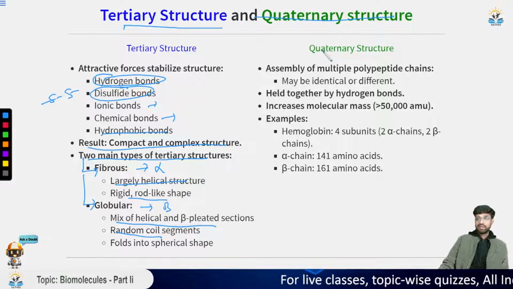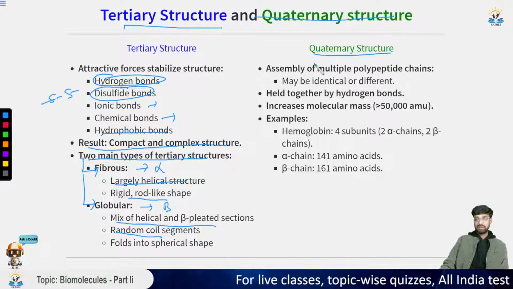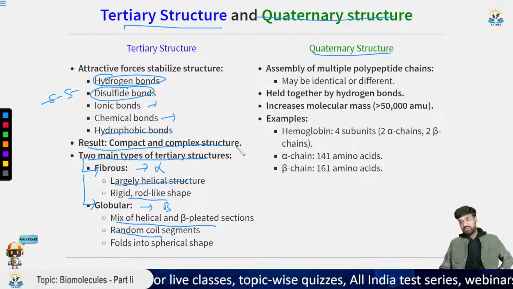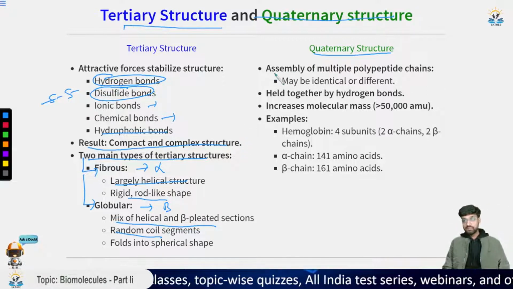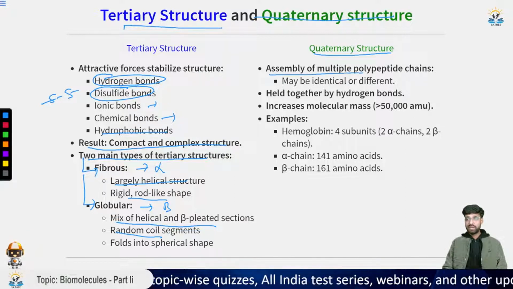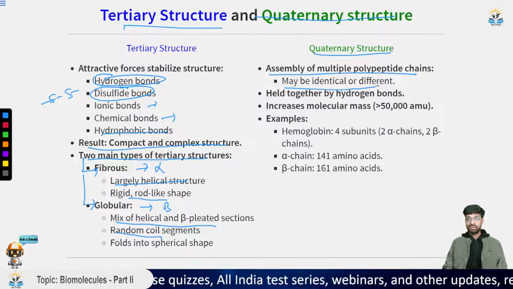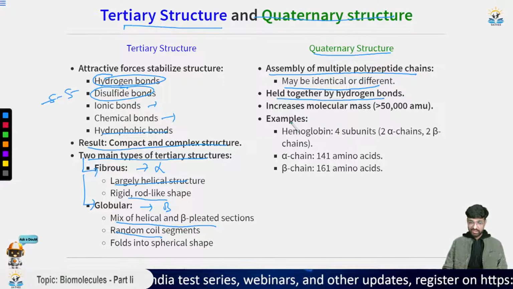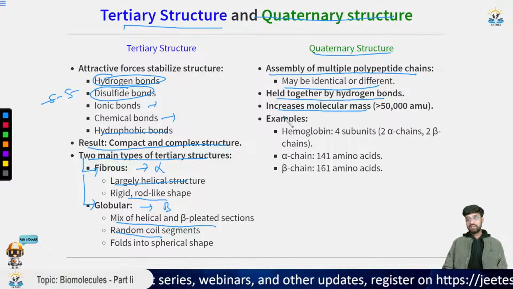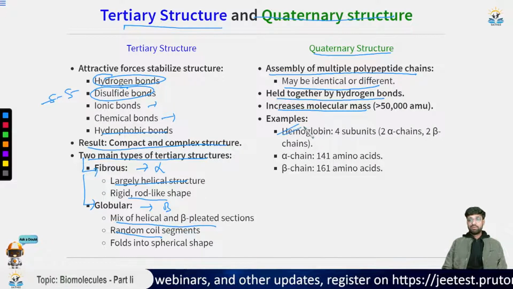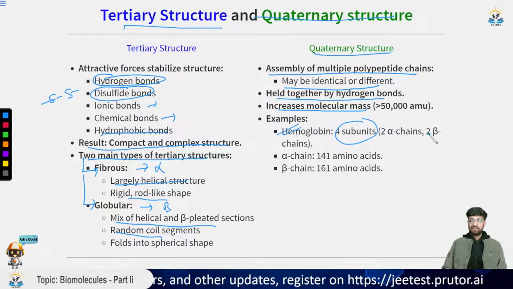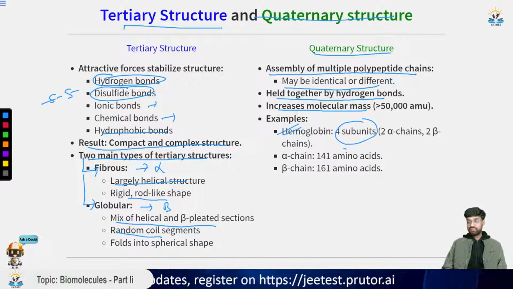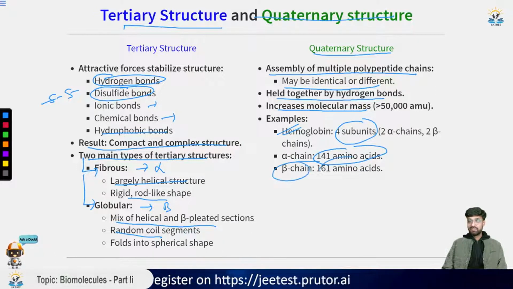Now talking about the quaternary structure, it just means a combination of tertiary structures. We will look at a diagram to make the concept clearer. It is the assembly of multiple polypeptide chains, formed due to the interactions found in tertiary structure, held together by hydrogen bonds again, which increases molecular mass. An example is hemoglobin, which has 4 subunits: 2 alpha chains and 2 beta chains. The alpha chain has 141 amino acids and the beta chain has 146 amino acids.